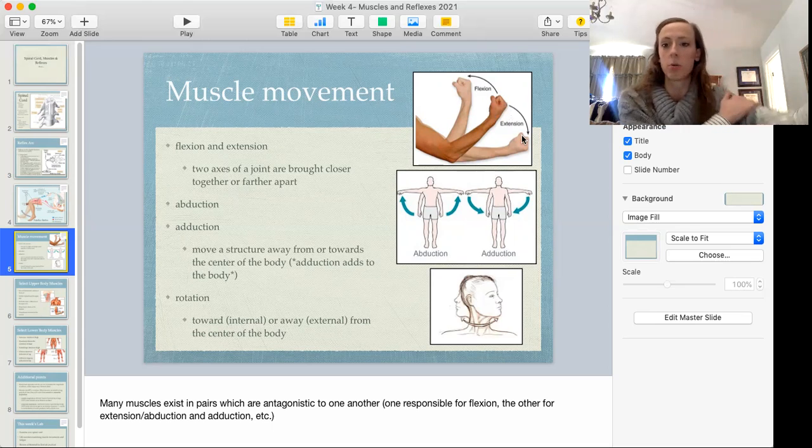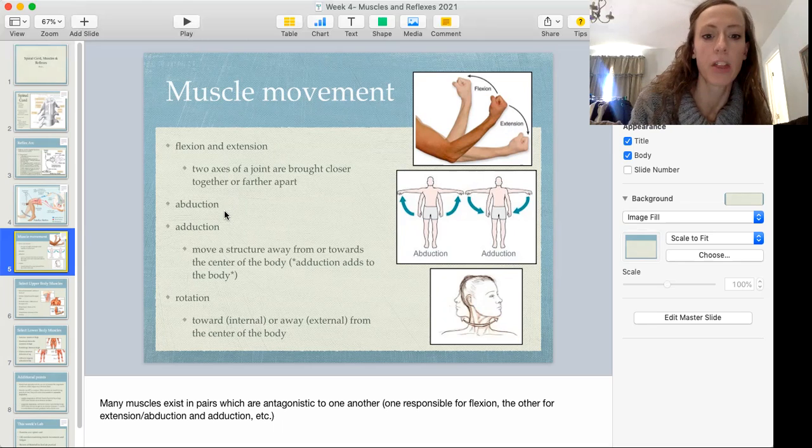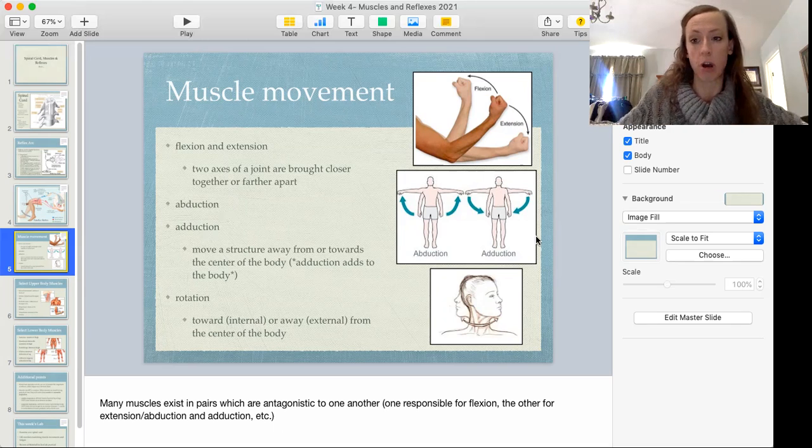So bringing those two parts of your arm closer to one another is flexion, further away is extension, okay? And then another movement that muscles can mediate is abduction and its counterpart, adduction, okay? And that's shown here in the picture, where abduction is moving limbs or structures away from the center of the body, such as shown in the picture. You've got your arms moving away from the center of the body. You can also do that with your legs, or towards the center of the body.